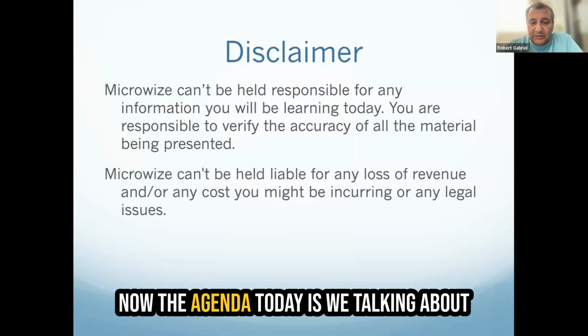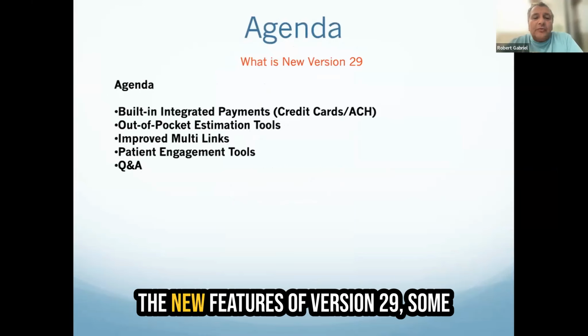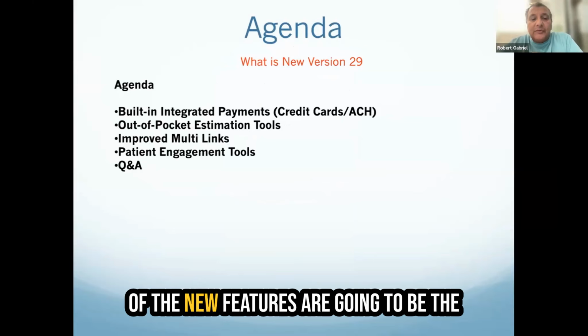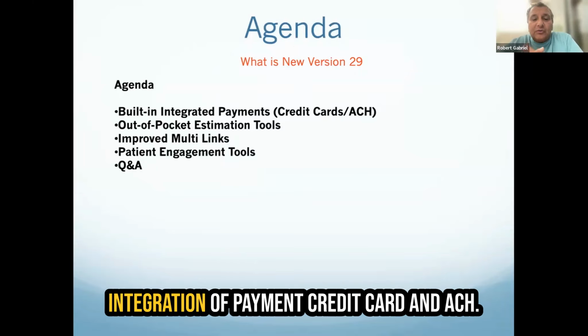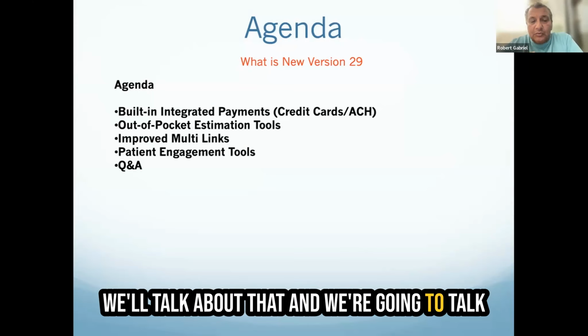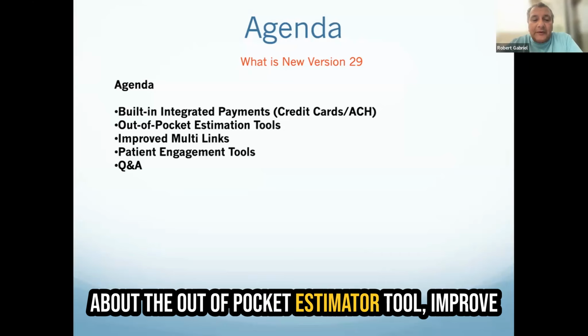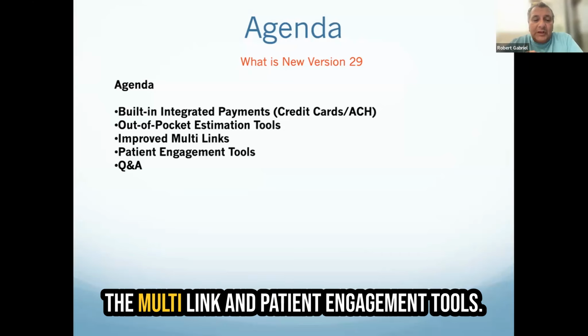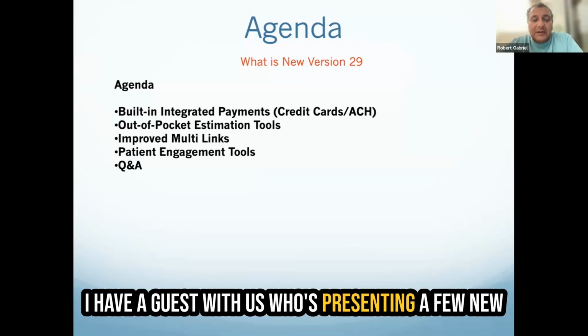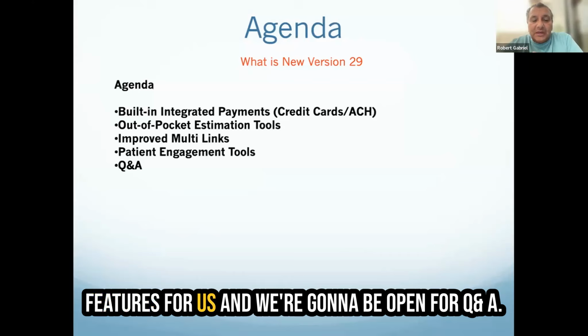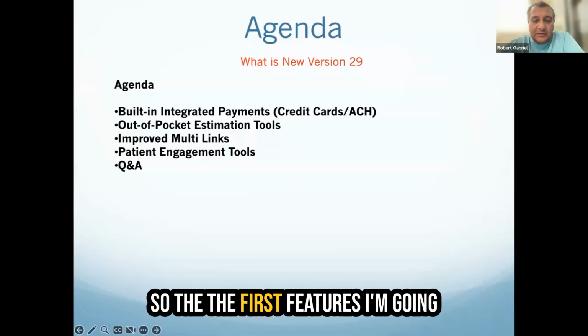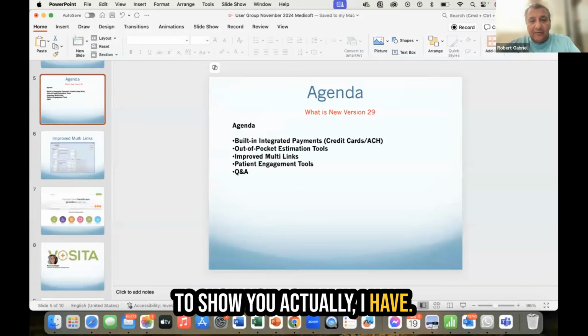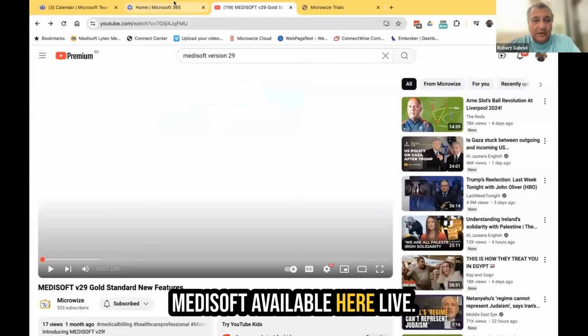Now, the agenda today is we're talking about the new features of version 29. Some of the new features are going to be the integration of payment, credit card, and ACH. We'll talk about that, and we're going to talk about the out-of-pocket estimator tool, improved multi-link and patient engagement tools. I have a guest with us who is presenting a few new features for us, and we're going to be open for Q&A. Okay, so the first feature I'm going to show you, actually, I have MEDISOFT available here live.